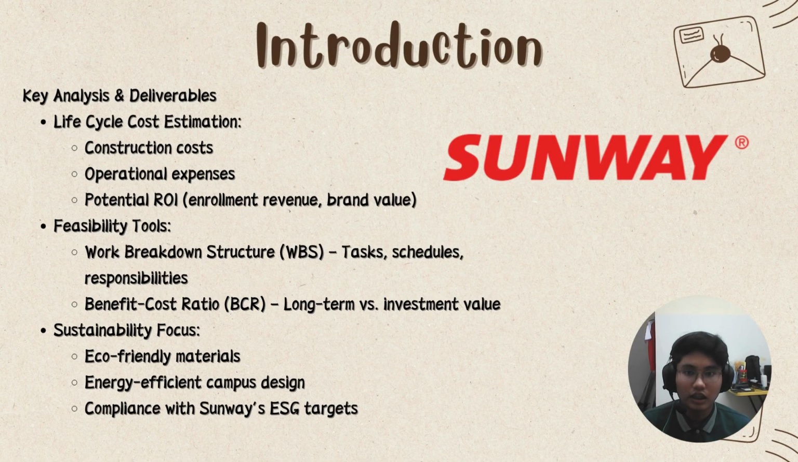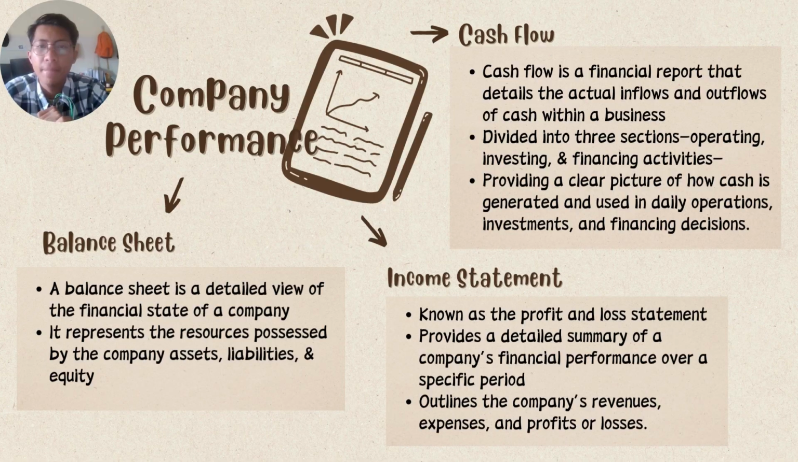Key analysis and deliverables: life cycle cost estimation, construction cost, operational expenses, potential ROI, feasibility tool, work breakdown structure and benefit cost ratio. For sustainability focus: eco-friendly material, energy efficient campus design, complying with Sunway ESG targets.